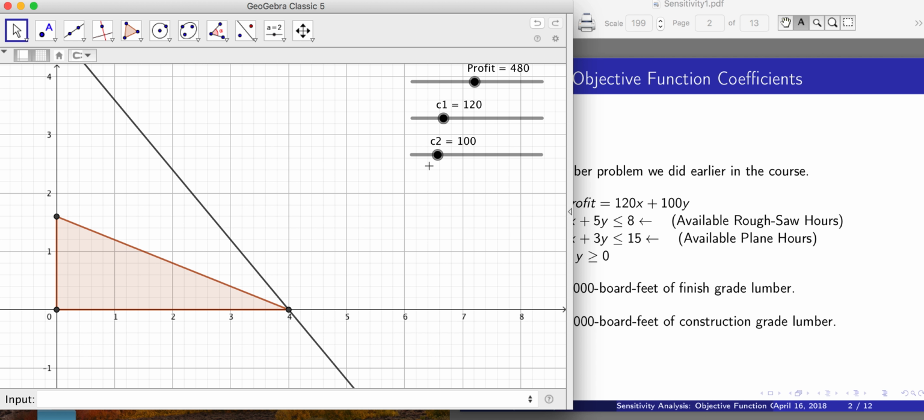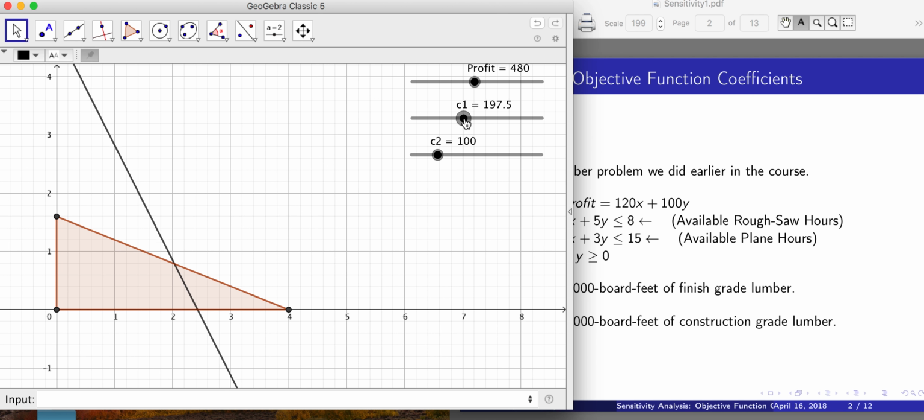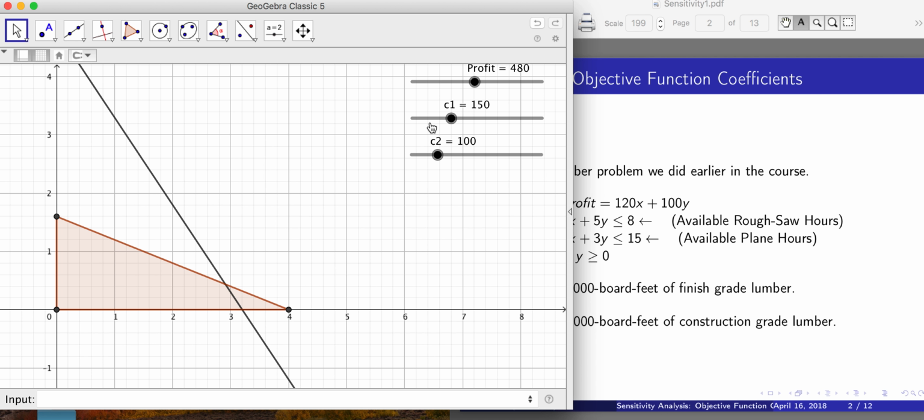So for example, it could happen that the finished grade lumber becomes more profitable because maybe more companies want to buy it, and perhaps the cost of getting access to that lumber goes down. In that case, the profitability of that product goes up. But if that profitability goes up, that changes the slope of our objective function. So let's just say it increased from 120 to, let's say, 150. So it's now profitable to make $150 profit instead because of how the market has changed.